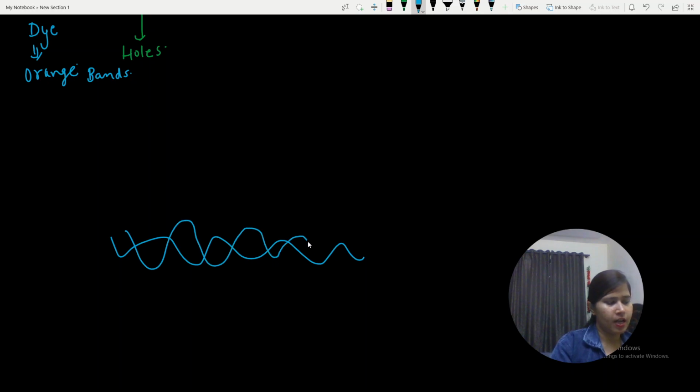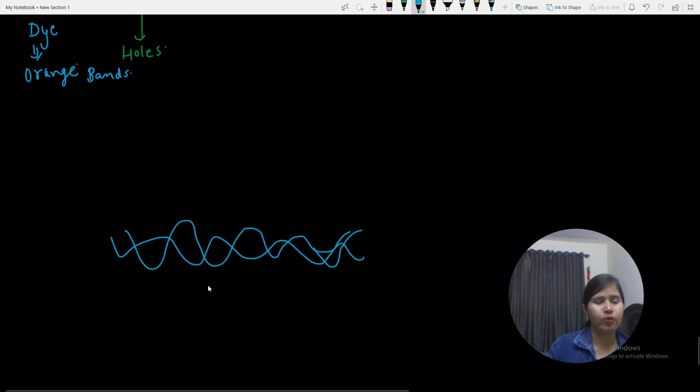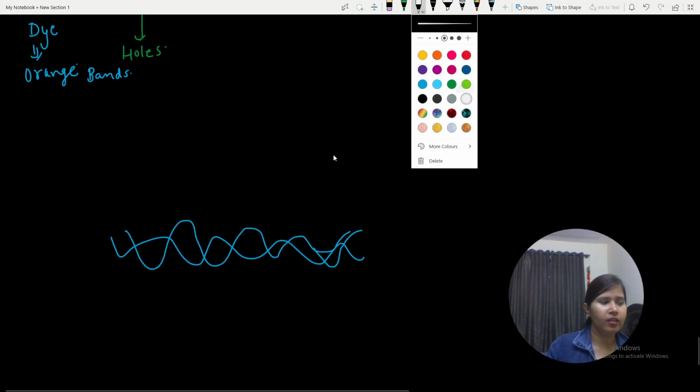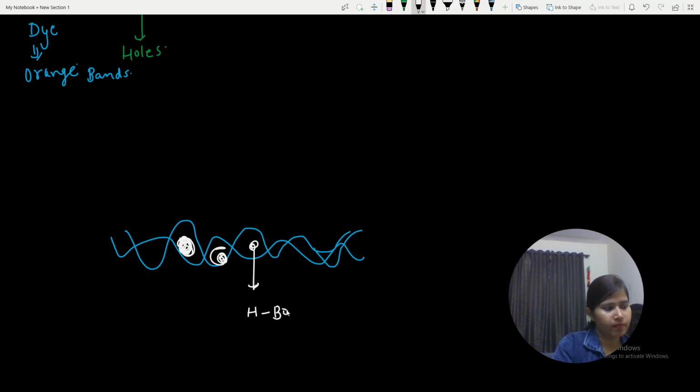Suppose you know very well that your DNA is double stranded. I am making a rough diagram. Your DNA is double stranded, and in between both strands of DNA, hydrogen bonds are present so that one nucleotide can attach with another nucleotide and make complementary base sequences, right? So how will this DNA obtain a color, how will this DNA appear orange when we are using this dye? Basically this dye intercalates in between the hydrogen bonds of this DNA. Suppose this is the dye. Now this dye intercalates between the hydrogen bonds of DNA.